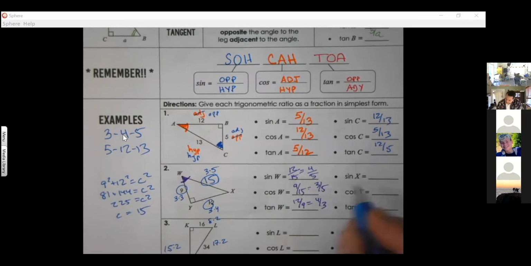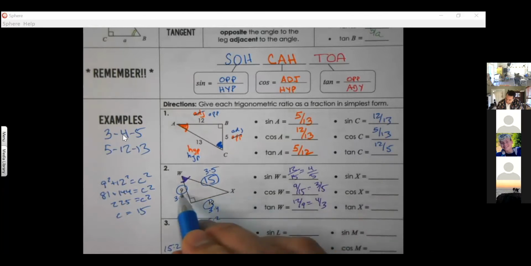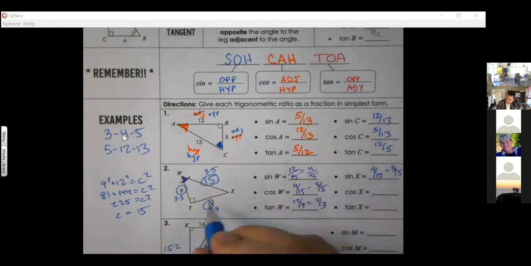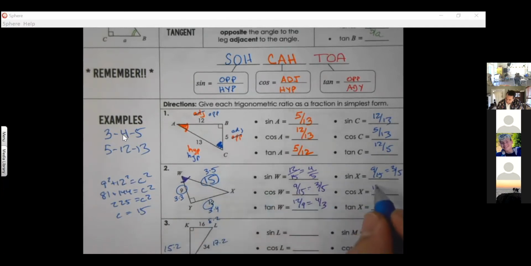The sine of X would be going from this perspective now, so it'd be 9/15, which reduces to 3/5. Cosine of X is 12/15, which is 4/5. And tangent would be 9/12, which is 3/4.